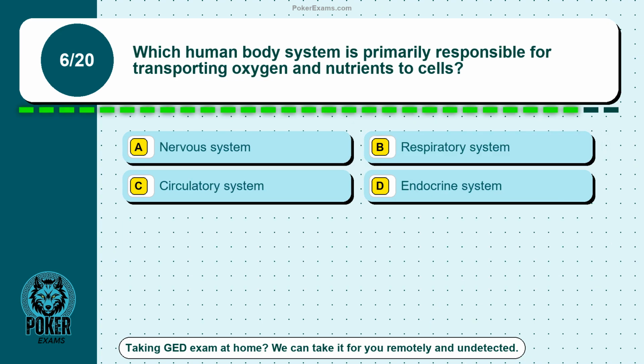Question 6. Which human body system is primarily responsible for transporting oxygen and nutrients to cells? Option A, nervous system. Option B, respiratory system. Option C, circulatory system. Option D, endocrine system.